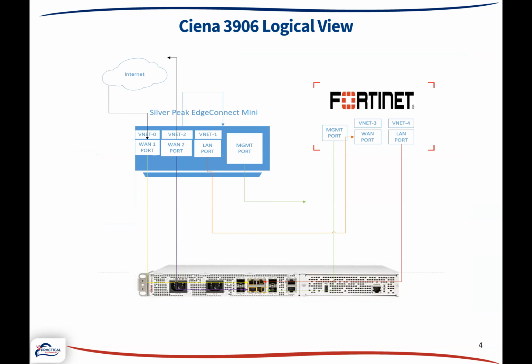Following on, this is a Ciena 3906 logical view of our lab. So right here, this is port 1, and it is mapped to WAN 1 of the SilverPeak Edge Connect virtual appliance, and port 2 of the 3906 virtual switch is mapped to WAN 2 of the SilverPeak Edge appliance. Port 3 is mapped to the LAN port of our FortiGate virtual firewall, and port 4 is mapped to both management ports on each virtual appliance.